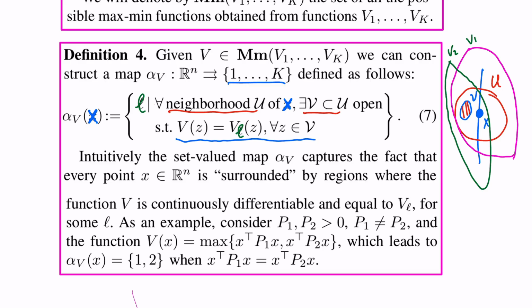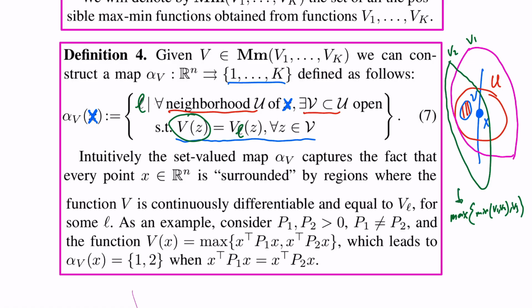Okay, first of all, let's remember, we have a V function, V of x, which is the max of min expressions, like V1, V2, and then, let's say, V3.